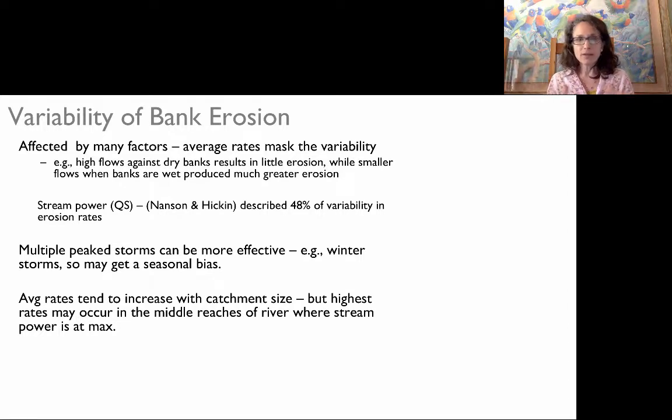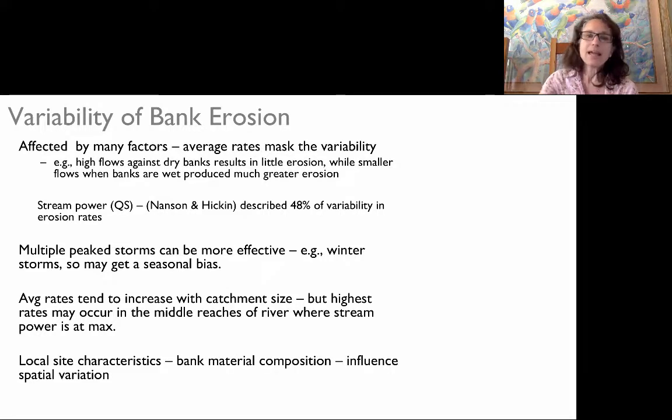So if we go up into the headwaters, the average is probably going to be higher, but you may have incidents of higher erosion in the middle reaches. And local site characteristics are hugely important. There is a high degree of spatial variability in bank erosion in even a single reach, just depending on what's going on with the underlying geology, whether you've got tributaries coming in. There can be so many different factors.